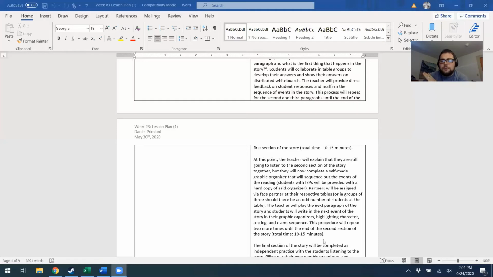So you're looking at probably 4 to 5 paragraphs. So that's 4 to 5 boxes in their graphic organizer that they're going to be completing with a partner. The first part was their small table group, so maybe 4 students. Second part, you're talking with a partner.